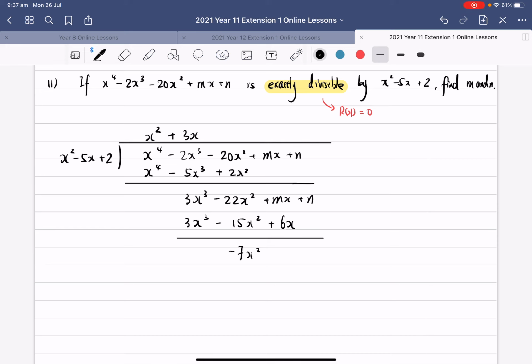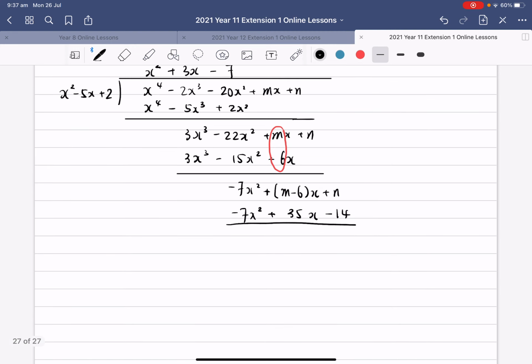Now here comes a bit tricky. Just be careful about this one. You've got a coefficient of m minus the coefficient of 6, so you write down plus bracket m minus 6 x plus n. That's the way you do it. Keep going. Minus 7, so minus 7x squared plus 35x minus 14. Just have to be very careful with the algebra there. It's extremely easy to make a mistake.